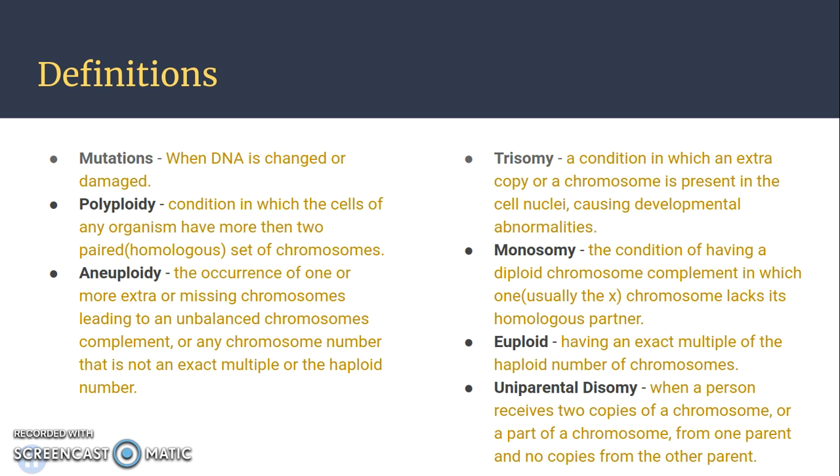Trisomy is an extra copy present causing developmental issues. Monosomy is a diploid chromosome that lacks homologous pairs. Euploid is having an exact multiple of haploid chromosomes. Uniparental disomy is when a person has two copies or part of a chromosome from one parent only.